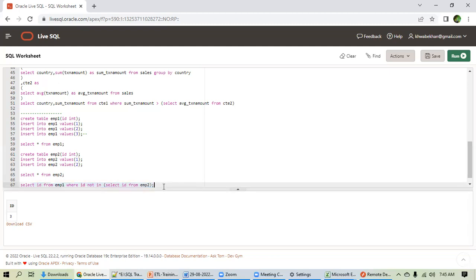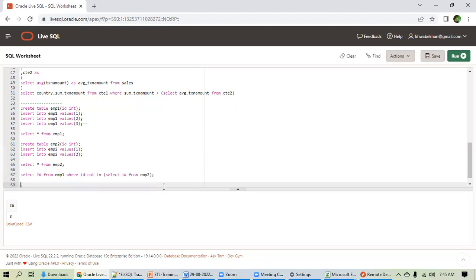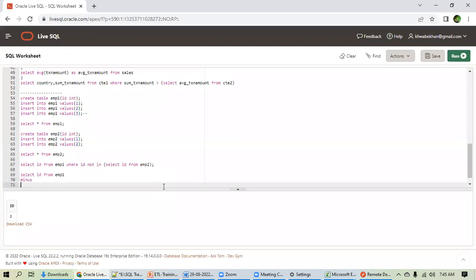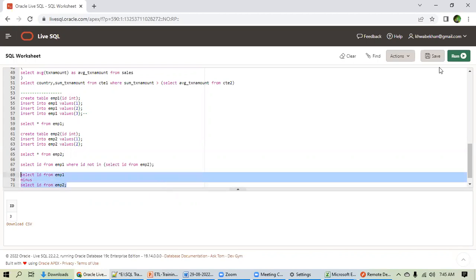Now there is one more way for this. Select ID from employee 1 minus select ID from employee 2. This is what I want to explain to you. I'm executing this and checking the output. It will be the same output.